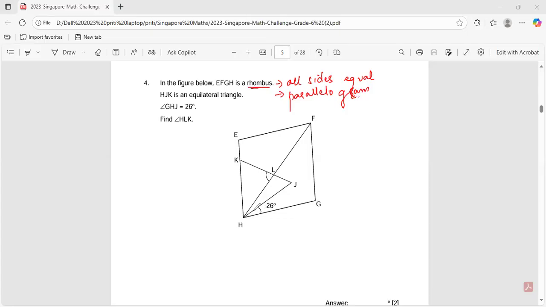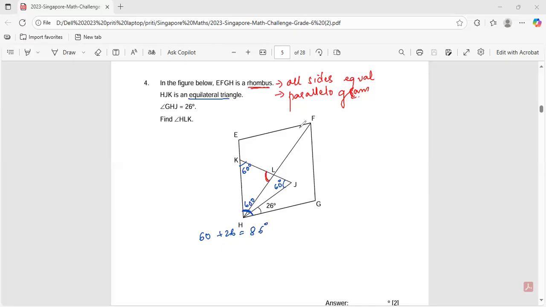Now they've given that angle GHJ is 26 degrees and JK is an equilateral triangle. So you have to find angle HLK. Based on the information given, if it's an equilateral triangle, all angles are 60 degrees. So this angle is 60 degrees, this angle is 60 degrees. This is the triangle, so this is 60 degrees and this is 26 degrees. So this whole angle becomes 60 plus 26, which is 86 degrees.